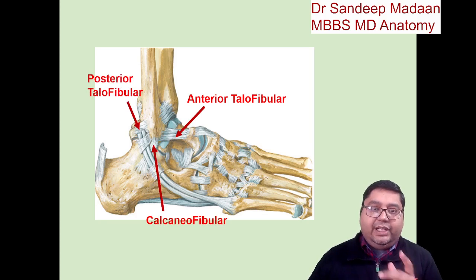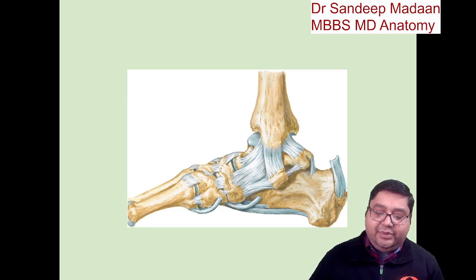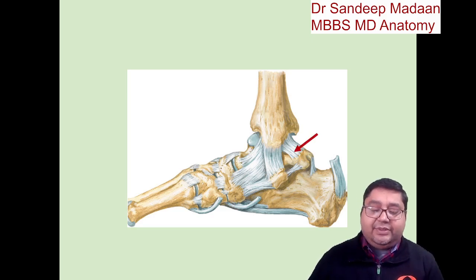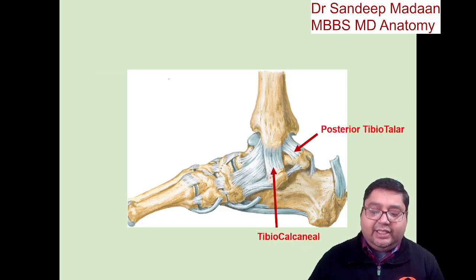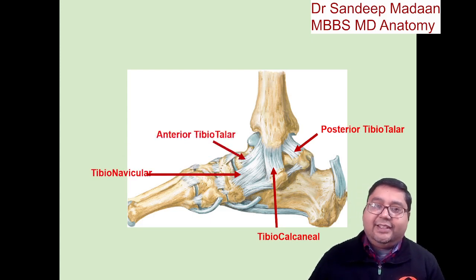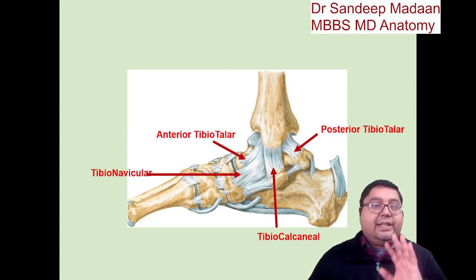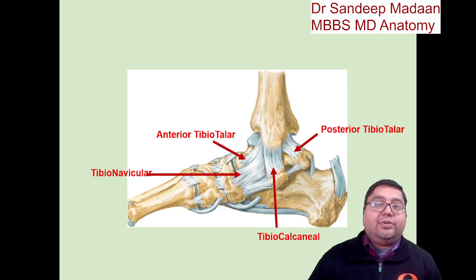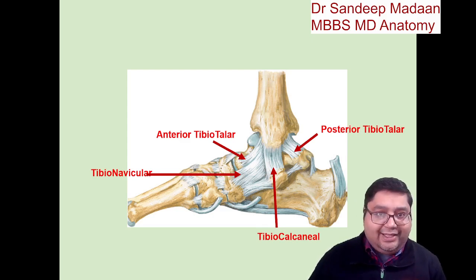But if you rotate, you will see the medial aspect where we have the tibia, and the names of the components follow the same arrangement. Posterior tibiotalar, this is tibiocalcaneal, this one connects with the navicular, so it will be tibionavicular, and this one will be anterior tibiotalar. So these four are not separate ligaments, they are the components of one ligament called the medial ligament, and another name for the medial ligament is the deltoid ligament.